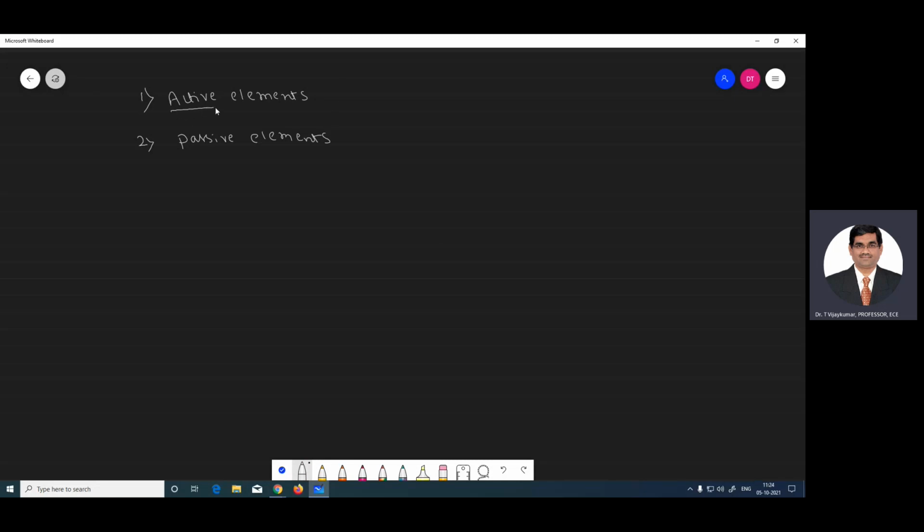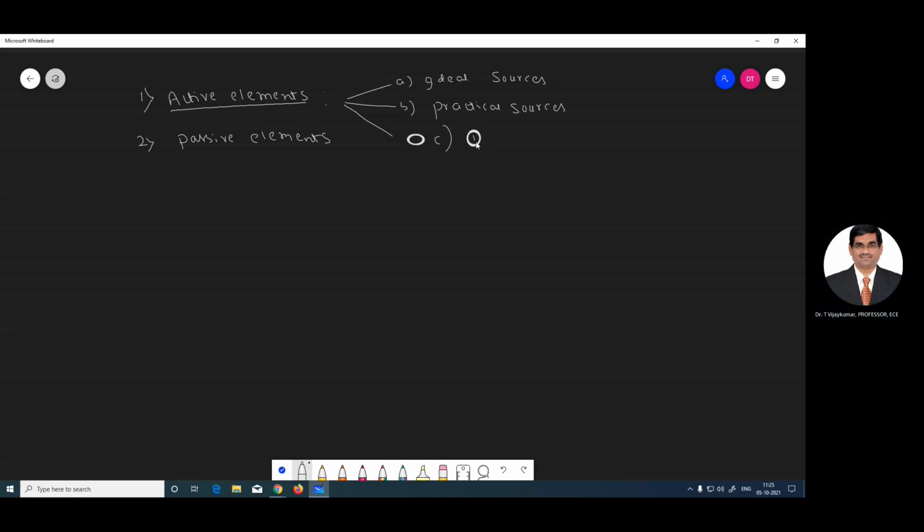Active elements are nothing but sources, and these are further classified into three types. The first one is called ideal sources, the second one is called practical sources, and the third one is called dependent or controlled sources.